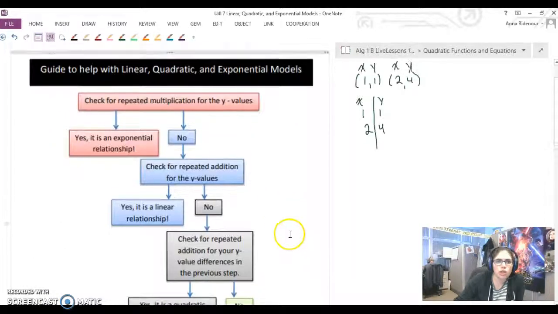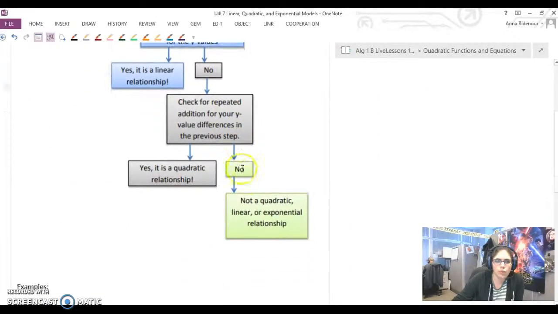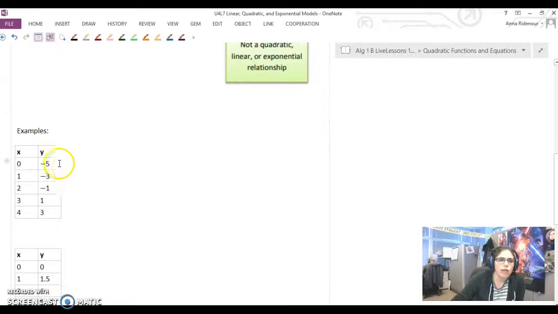So according to our flowchart, the first thing that I want to check is repeated multiplication. So if I look at all my x's, I'm going up by 1, which is great, and that means I don't have to worry about that part. And then for my y values, well, what do I multiply by negative 5 to get negative 3? Negative 3 divided by negative 5 equals 0.6.